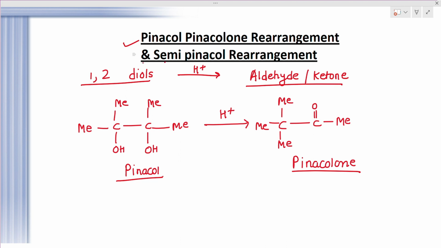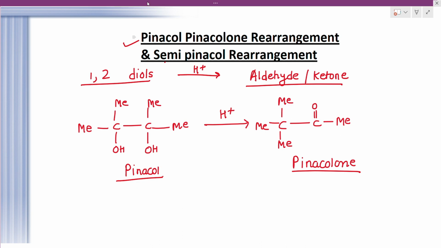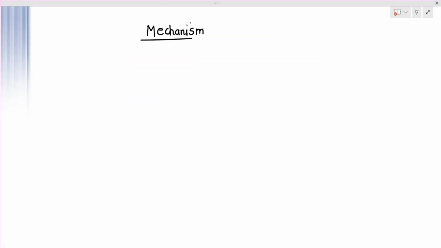Whenever you have given a leaving group, okay. So firstly we are studying the pinacolone rearrangement, then we will see what the Semipinacol rearrangement is, and all types of examples we will see here. So firstly understand what its mechanism is. The mechanism is quite simple, okay. One thing you should remember here, whenever you have given an acid-catalyzed reaction, the first step will be the protonation.